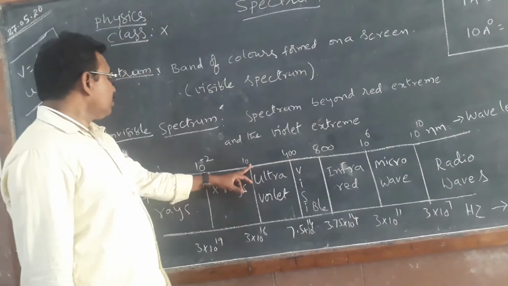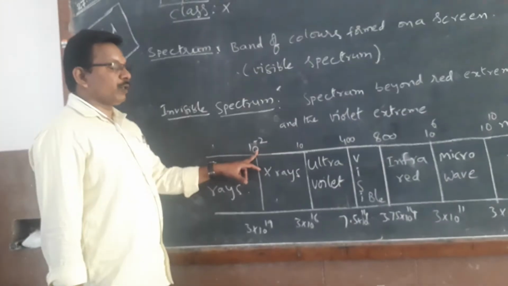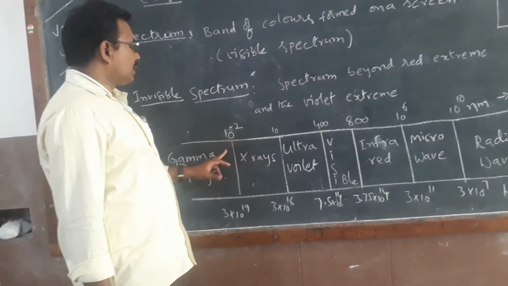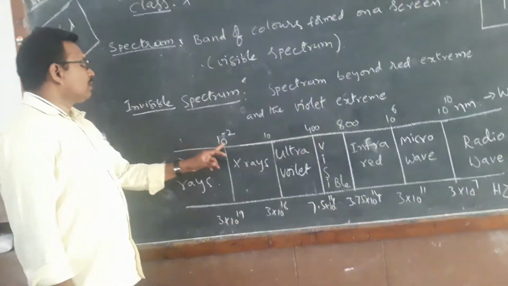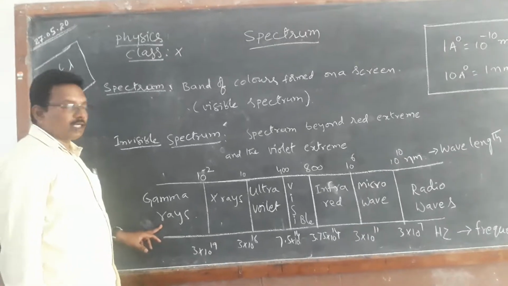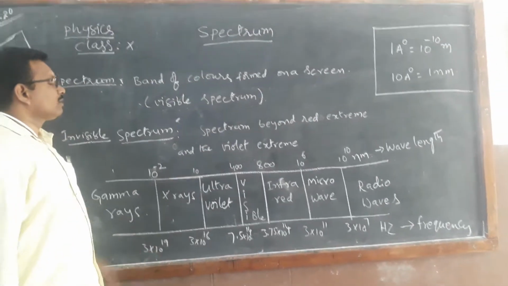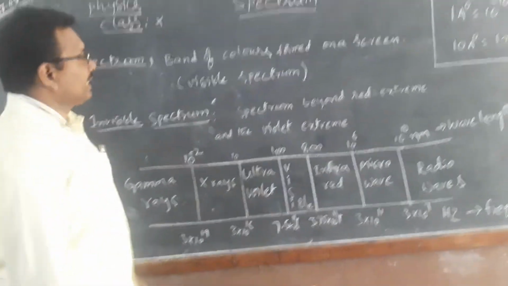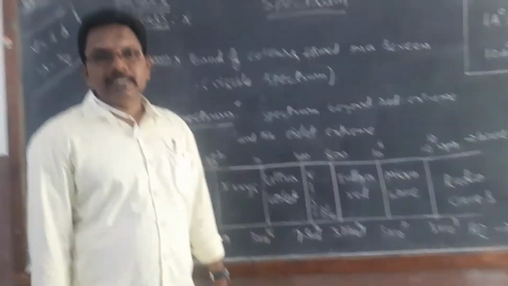And next, 10 to 10 power minus 2 nanometers, that means one hundredth part of a nanometer, this range is called X-rays. Below this wavelength, the rays are called gamma rays. In such a way we can classify the spectrum. This total range is called the electromagnetic spectrum.